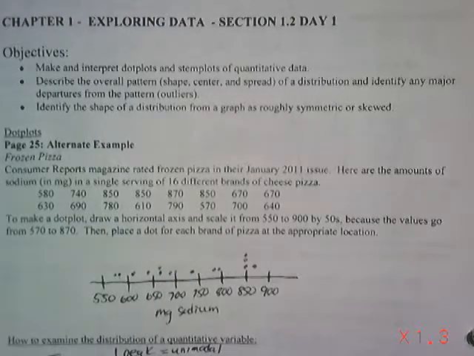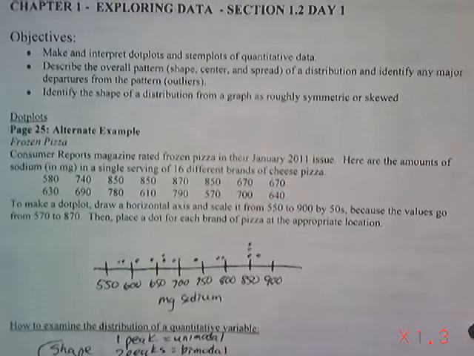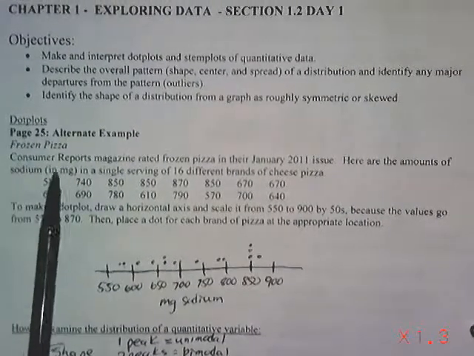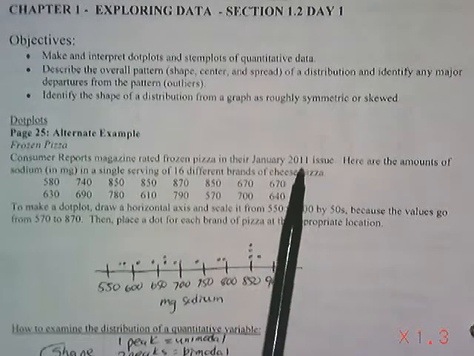Right, dot plots. Dot plots are merely a way of just counting what's there. Okay, so let's look at an example of a dot plot. Frozen pizza. Consumer Reports magazine rated frozen pizza in their January 2011 issue. Here are the amounts of sodium in milligrams in a single serving of 16 different brands of cheese pizza. So you have 580, 740, 850, and so on.